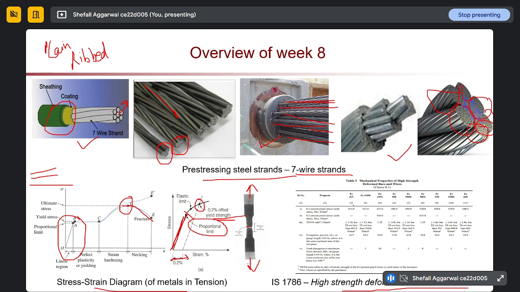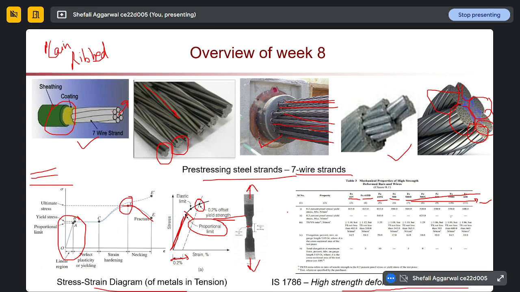So normally on site we are using Fe415 steel, Fe500 steel. Now comes Fe415D, Fe415S. These are the new type of rebar, or what we can say high strength rebar, 550D, and these are the high strength rebars which are currently being used for high rise buildings, or where we have a lot of load requirement. In those cases we are using these high strength rebars.